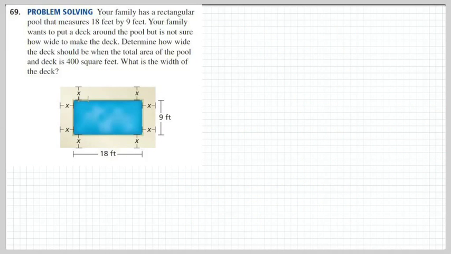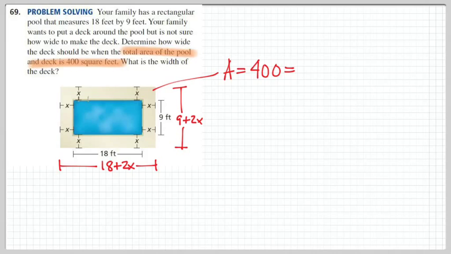Okay, next problem. Next problem has this swimming pool. We know that the area is 400. That's given. So now we're going to set up an equation. This entire rectangle, this height here is 9 plus 2x. 9 here plus x plus x. The distance all the way across is x plus 18 plus another x. So then we can write it in this form here.